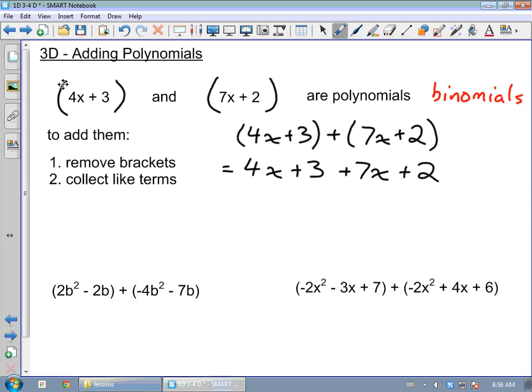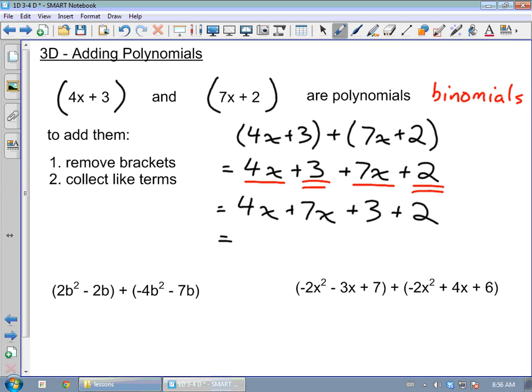Well, remember, like terms have the same variable with the same exponent. So, Aaron, 4x and 7x are like terms. And what else? The 3 and the 2 are like terms. And the way we did this last time was we moved them around so that the like terms were next to each other. So I wrote my 4x and my positive 7x. Remember that sign that's in front of the 7x stays with that term if I move it around. Put them next to each other. And then I put my positive 3 and my positive 2 next to each other.